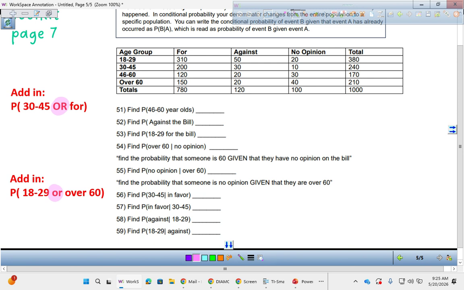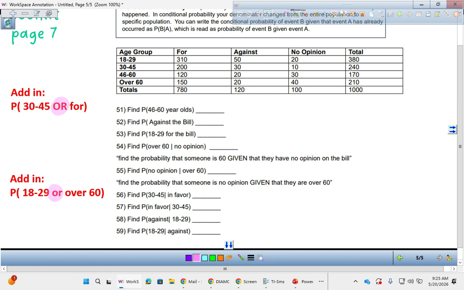So to figure out if they're overlapping, you have to think about, is there 30 to 45 year olds that are also for the bill at the same time? Are there 30 to 45 year olds that are in favor of the bill? Do they exist? Yeah, there's people in that category. So this is overlap. Now over here, is there anybody that's 18 to 29 and over 60 at the same time? Is that possible? No. So this one would be mutually exclusive.